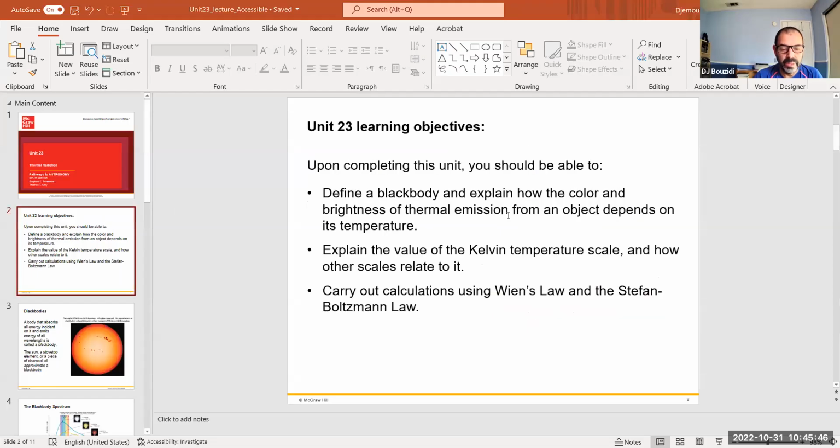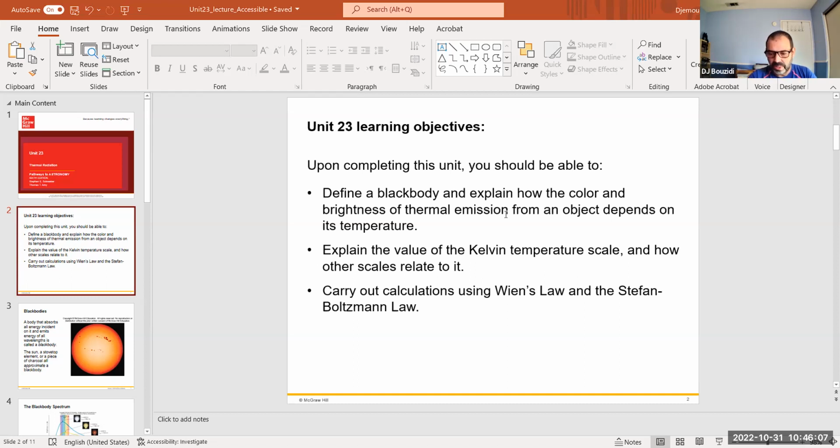So unit 23 deals with the black body radiation basically and explains what we mean by that in terms of how much materials emit light, basically. Not just light. So when we say emission or absorption, we really mean all kinds of wavelength, not just the visible range.